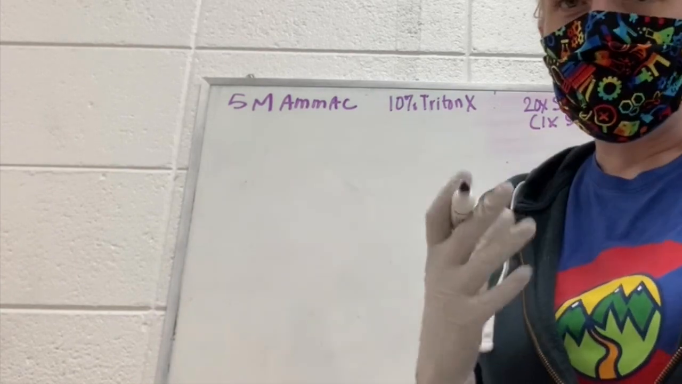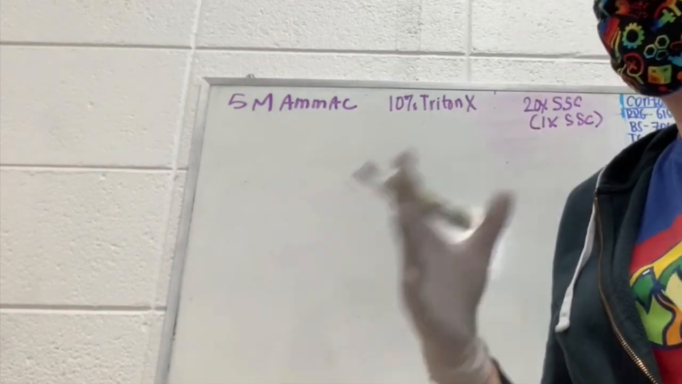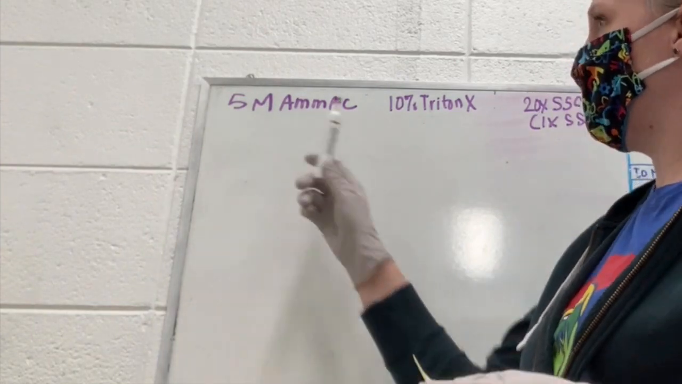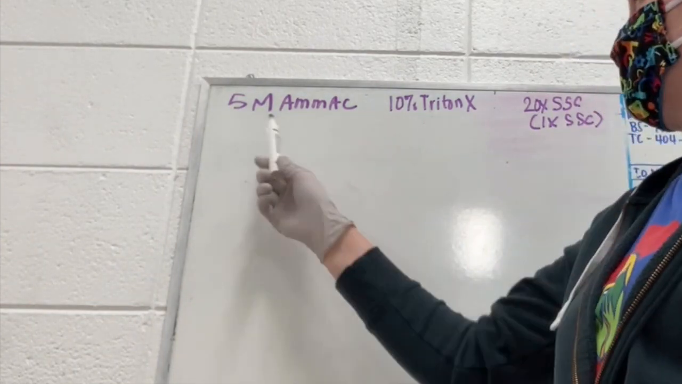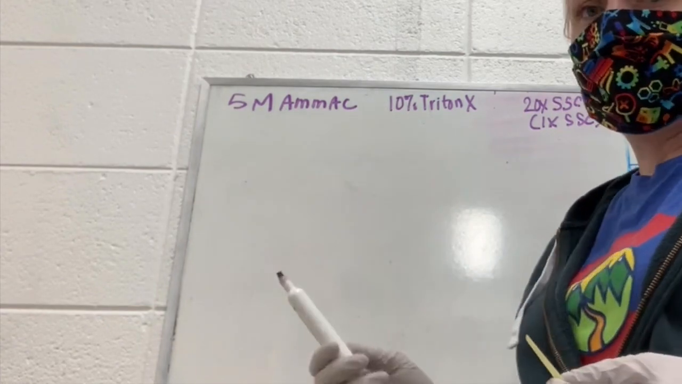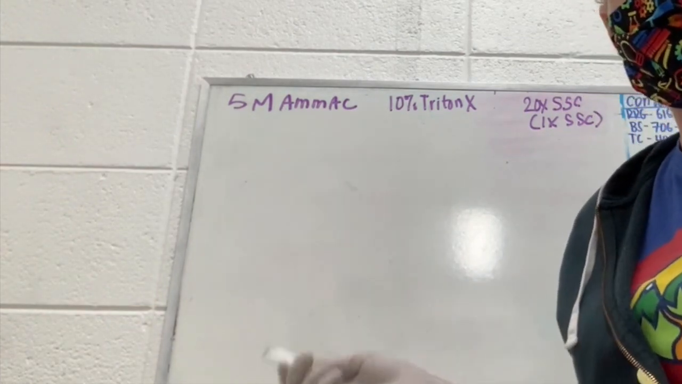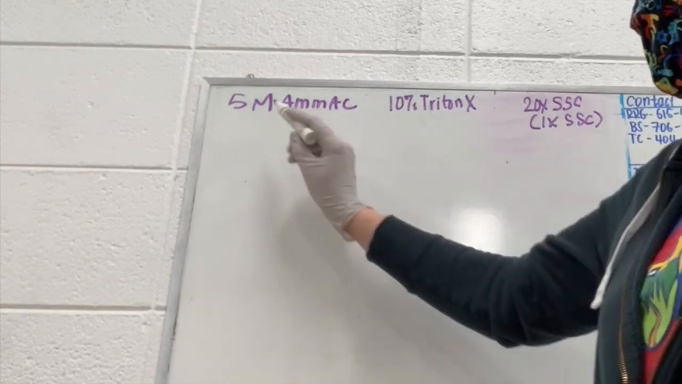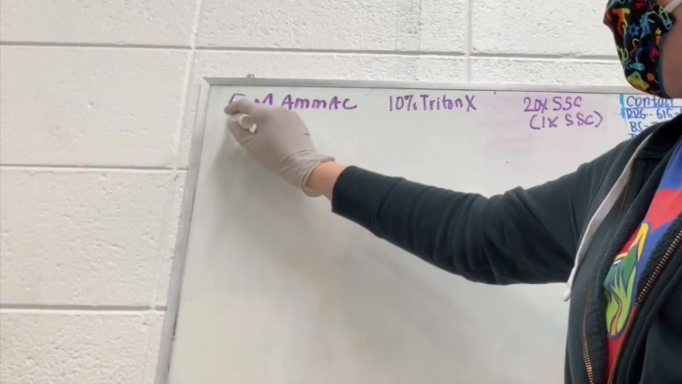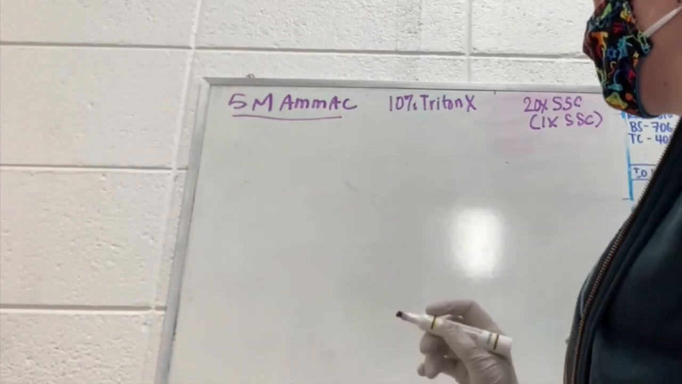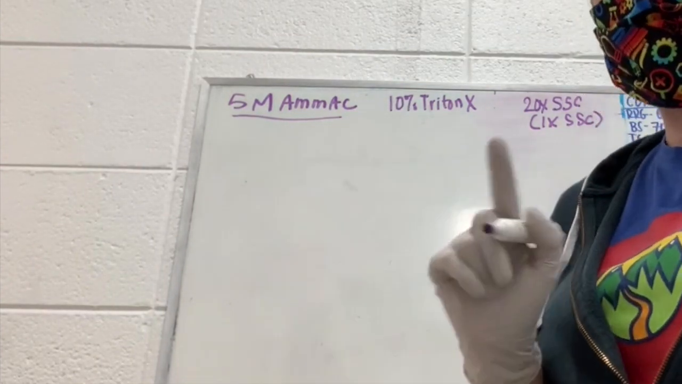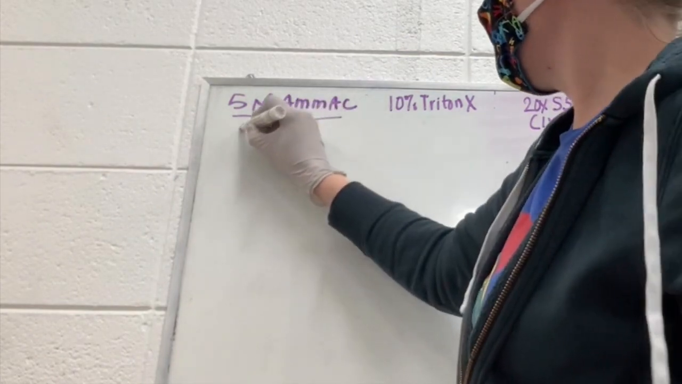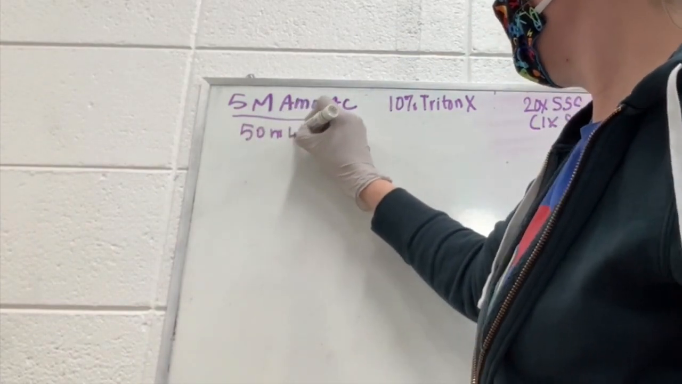So you may have many other variations on this theme. You may be asked to make a 1 molar magnesium chloride solution, or a 0.5 molar EDTA solution. But the math that we're going to go over pretty much works for everything. So first of all, you may be asked to make a 5 molar ammonium acetate solution. The two things that you need to know actually are: what volume do you need to make? So in this case, we're going to make 50 mLs.